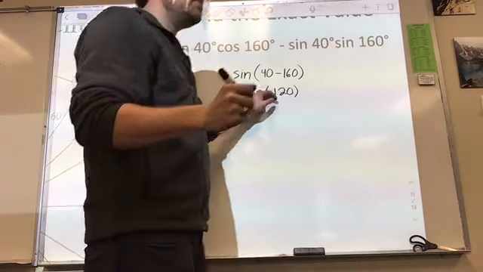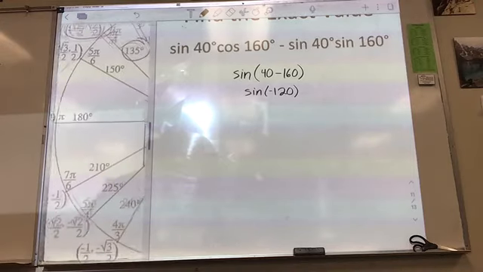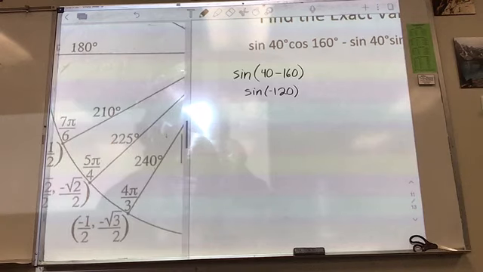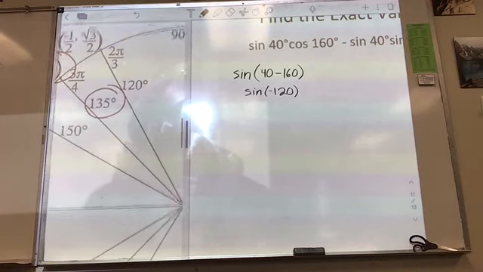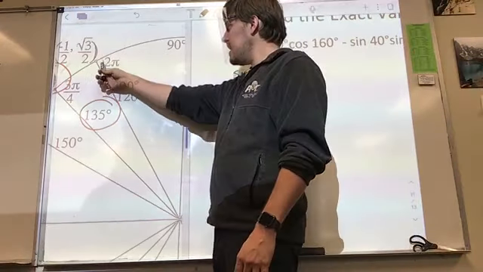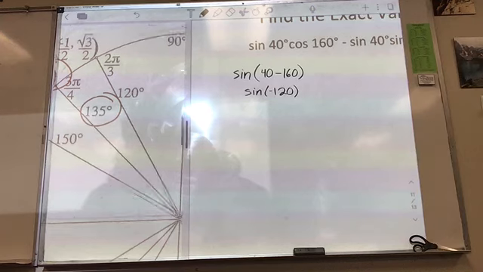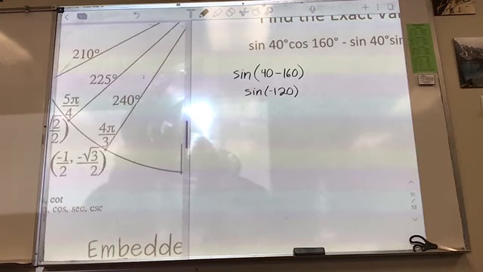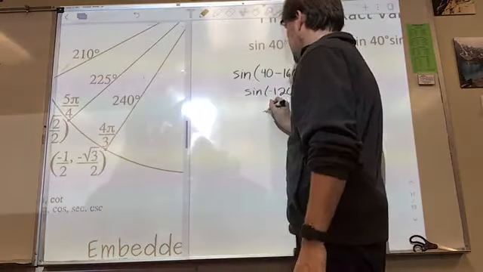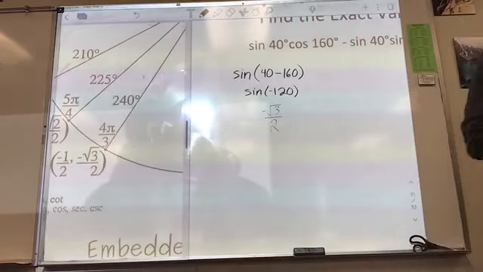And then from here, we go to our unit circle. At negative 120, what is my y value? So negative 120. Careful with the negative, that tends to confuse us. So 120 would be here. But that's positive 120. Negative 120 is the reflection of that. So 120 is down here at 240. So what's my y value at 240? And there's my answer. Okay?